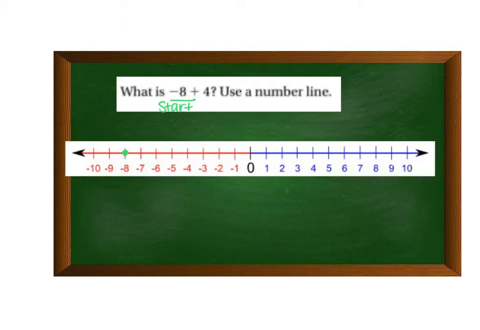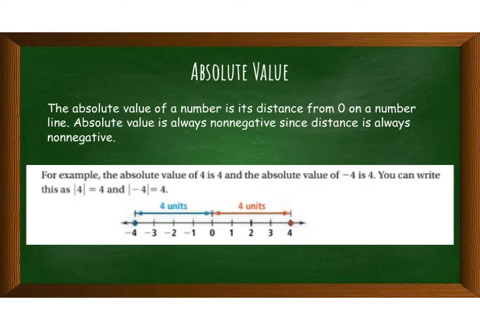Okay, and what we're doing, we are moving to the right. How do we know? Because it's a plus sign and it's not a negative number. 4 spaces, so 1, 2, 3, 4. We end up at negative 4. So our answer is negative 8 plus 4 equals negative 4. There we go. Easy enough.